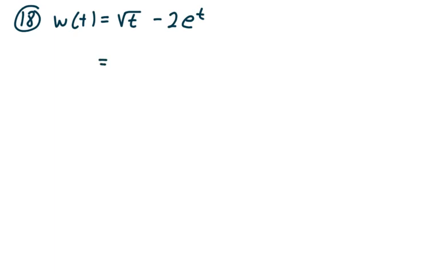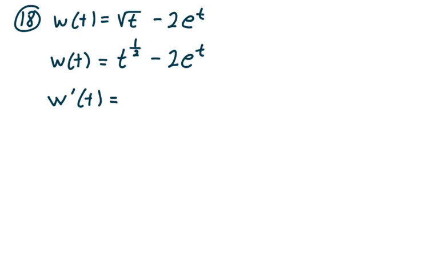If we take a look at problem number 18, suppose w of t is equal to square root of t minus 2e to the t. Now, the way square root of t works is I'm going to write this as t to the 1/2. So w of t is t to the 1/2 minus 2e to the t. And so I want w prime of t.